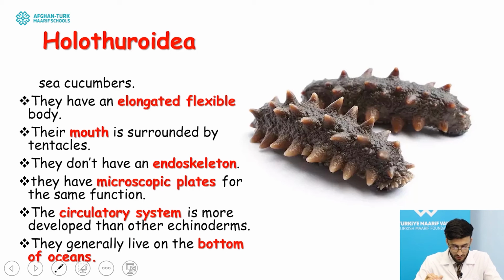Their circulatory system is more developed than in other classes of echinoderms. Mainly they live on the bottom of the ocean. In that habitat they play an important ecological role, filtering the waste and other materials and making suitable conditions for other organisms to live.